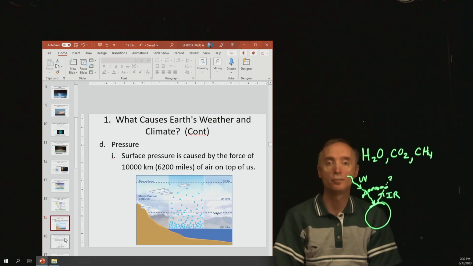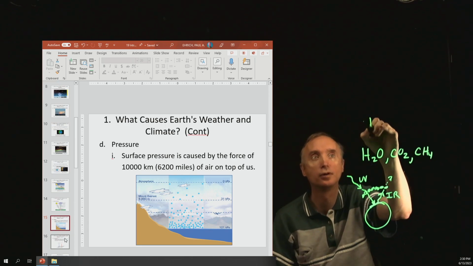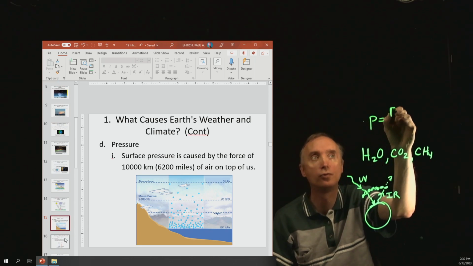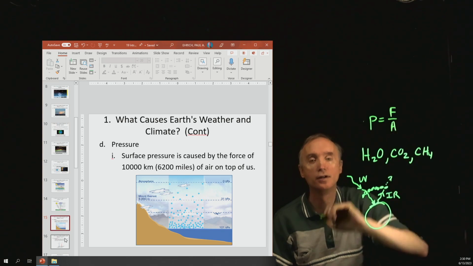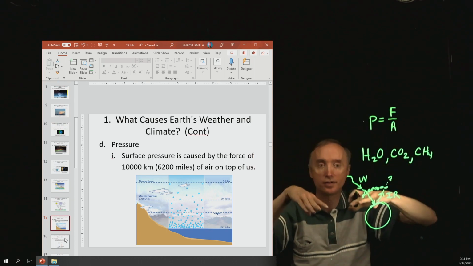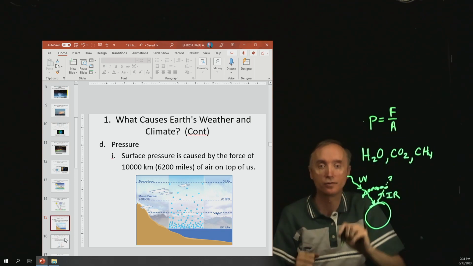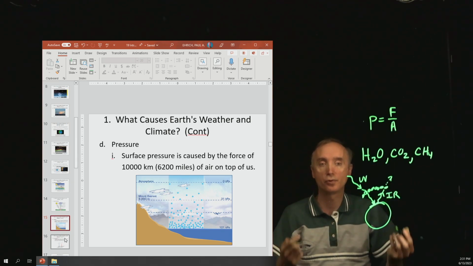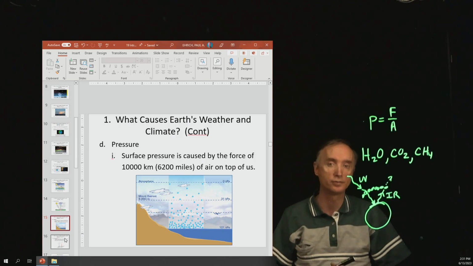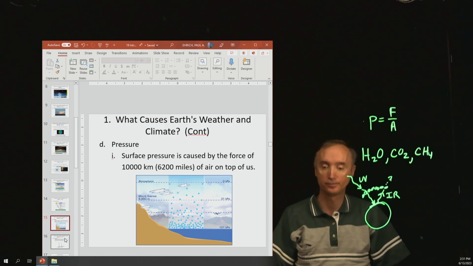You need to know what pressure is. Pressure, P, is equal to force divided by area. So if you take the force, or the weight, of all the air on top of us pushing down on the area of the surface of the earth, that's the pressure at the surface of the earth. And we say that we're under 1 atmosphere of pressure here on the surface of the earth.